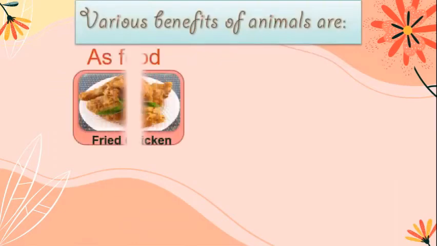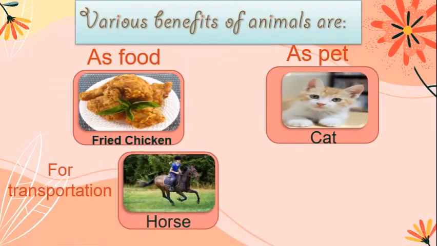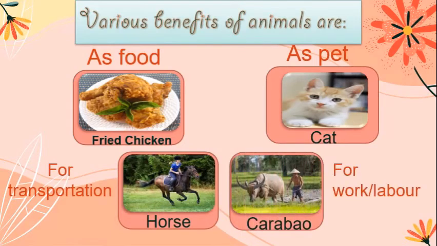Animals provide us food, companionship, transportation, and they also help us in our work, for example in farms.